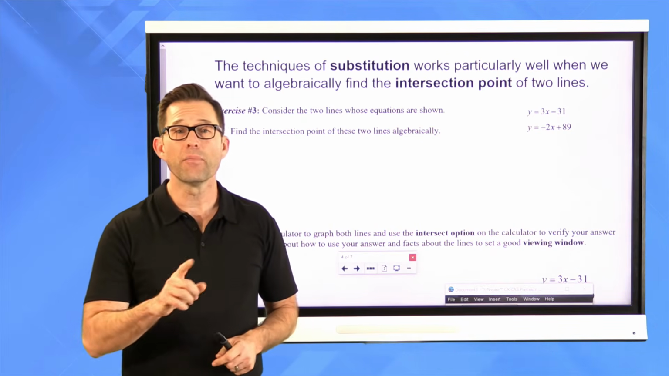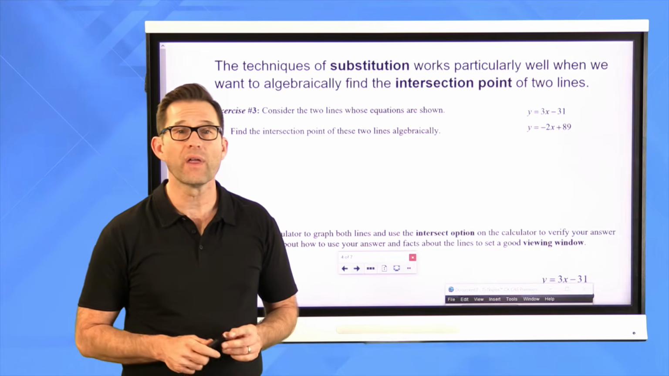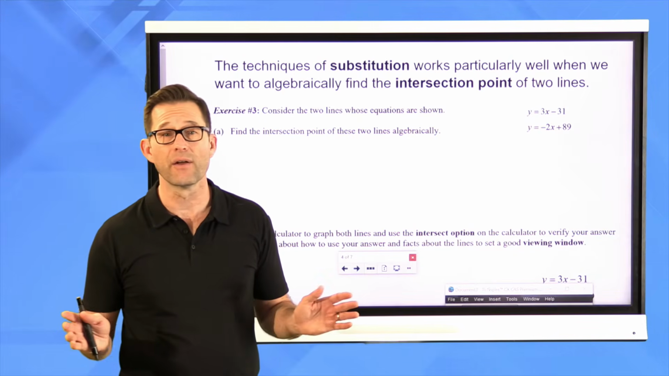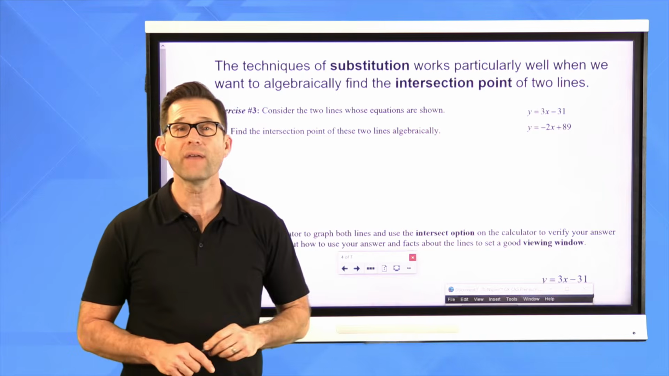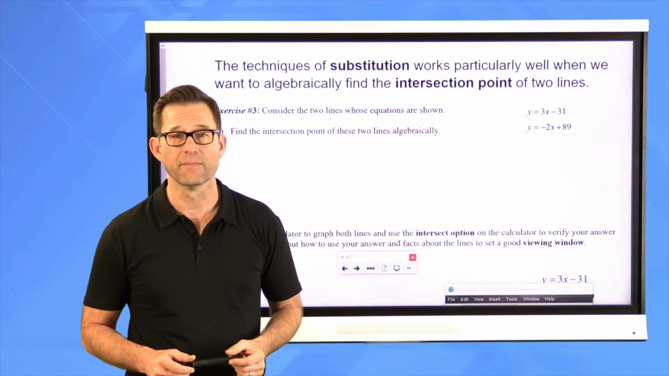So I'd like you to pause the video now and try to solve letter A. Just look back at the last exercise, letter A, and it's nearly identical, and find their intersection point by solving that system.